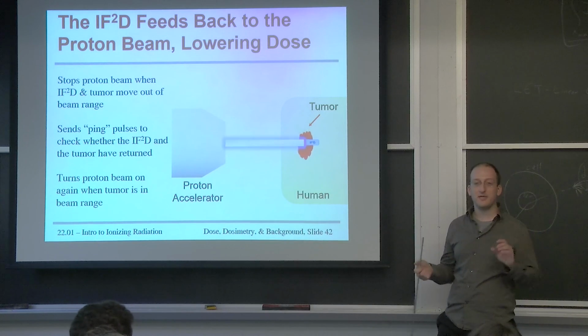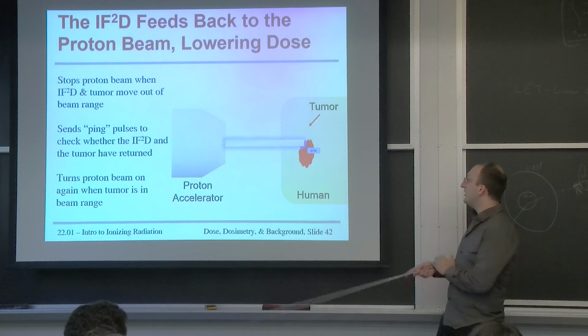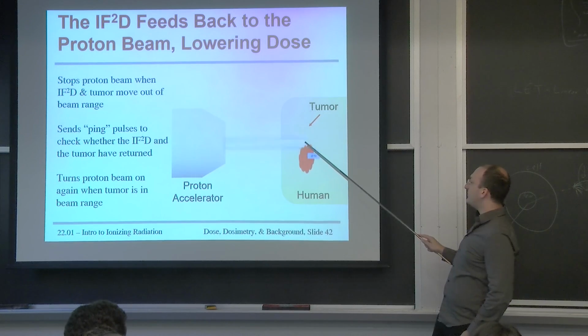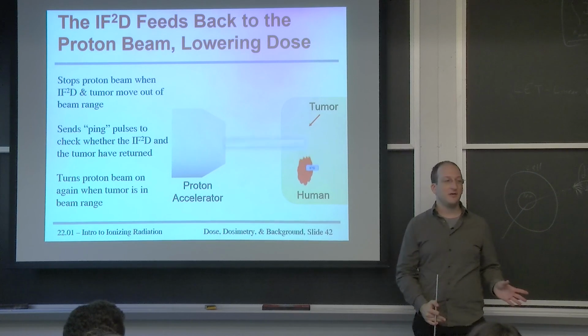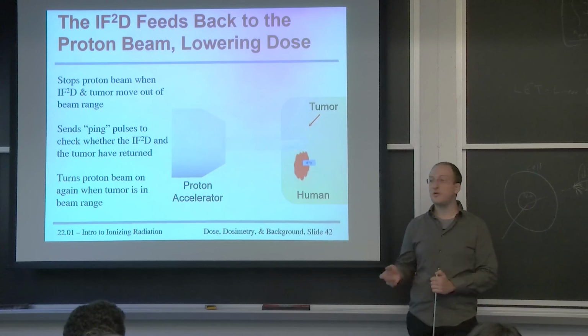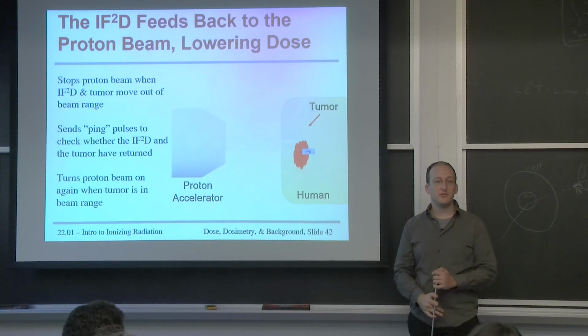Little microsecond pulses, and a microsecond of protons isn't going to do much. But if it senses the IF2D back in range, it then blasts continuously. And as soon as the IF2D says no more dose, it starts just putting those wake-up pulses back on. So this would be the first feedback way to apply proton therapy without screwing it up.